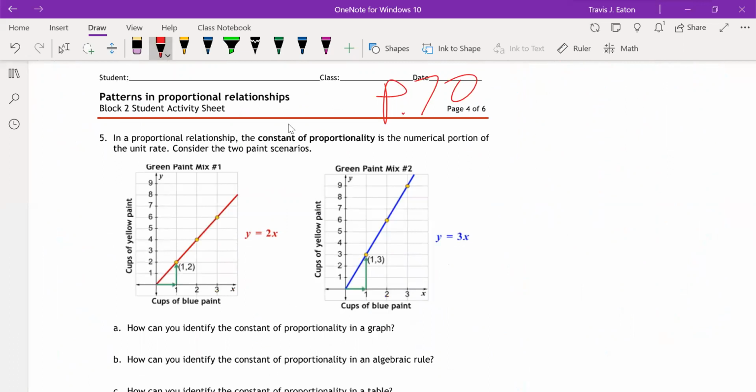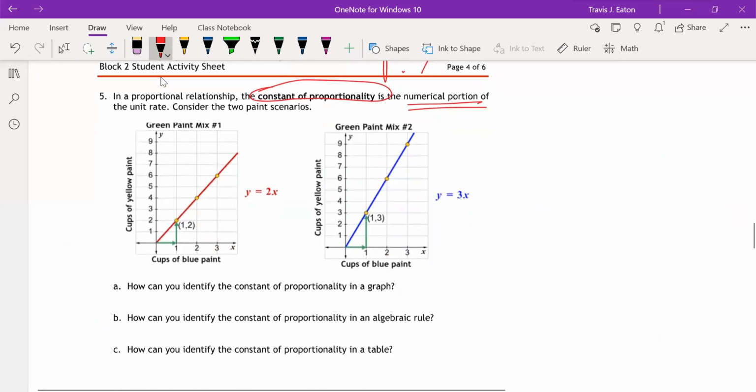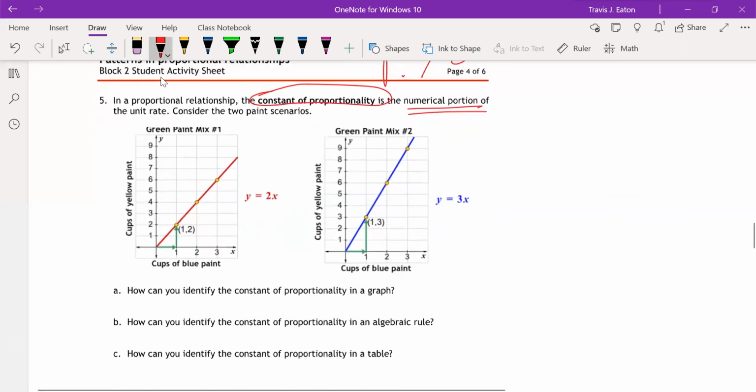In a proportional relationship, the constant of proportionality, which we've been talking about a lot already, is the numerical portion of the unit rate. Okay, the unit rate, the numerical portion of the unit rate. Now you have to remember what a unit rate is.